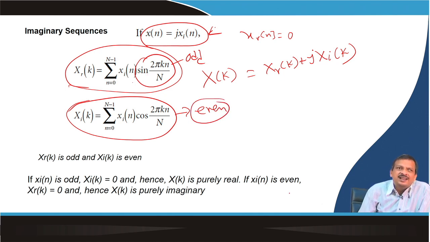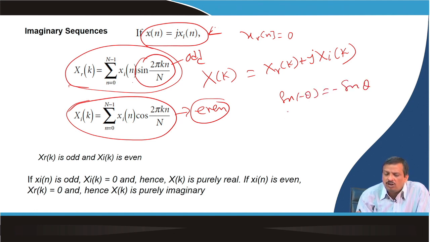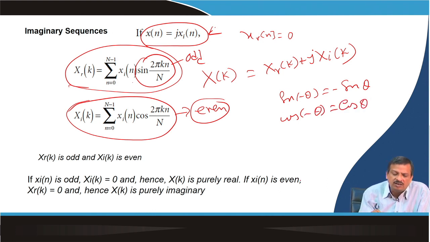Sine theta is an odd function and cos theta is an even function, because sin of minus theta is equal to minus sin theta, and cos of minus theta is equal to cos theta. So cos is an even function and sin is an odd function. So generally the real part is an even function and the imaginary part is an odd function. Now, if the sequence is purely imaginary, then the real part of the Fourier transform becomes an odd function and the imaginary part becomes an even function.